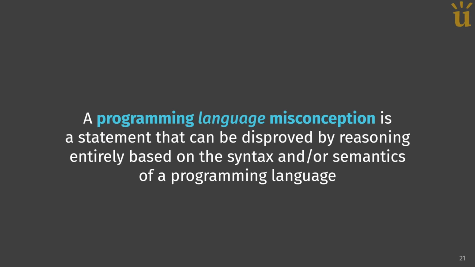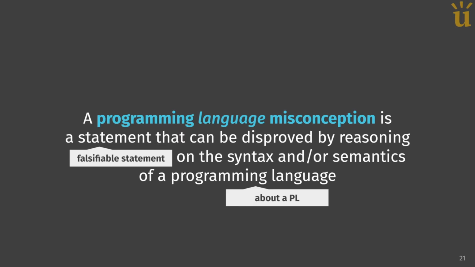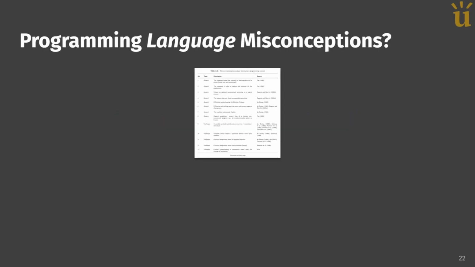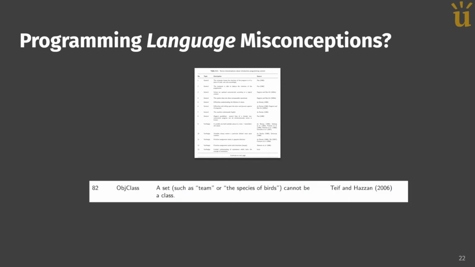And I want to emphasize 2 aspects of this definition. The first one is that we really require that a misconception is formulated as a falsifiable statement. The second one being that our misconceptions are really about programming languages. They are not about general ideas in programming. And by general ideas, I want to give you two very small examples taken from the list by Sorva, which I showed you earlier. This is one of them. A set such as a team cannot be a class. Now, this is a misconception that has something to do with the design aspect of our object-oriented program, but it's not really specific to programming languages.